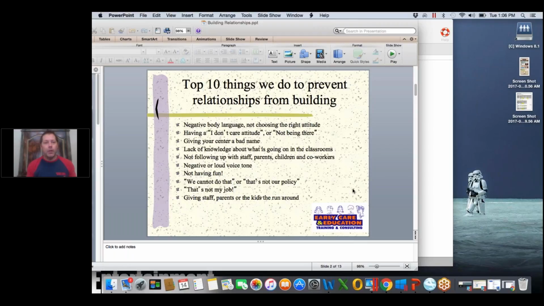What is my body language type? What is the energy that I'm giving off? Is it negative energy? And that kind of leads us to the attitude part of it. You've got to have that positive attitude. You have to be that optimistic early educator so that you can build the relationship with the children.